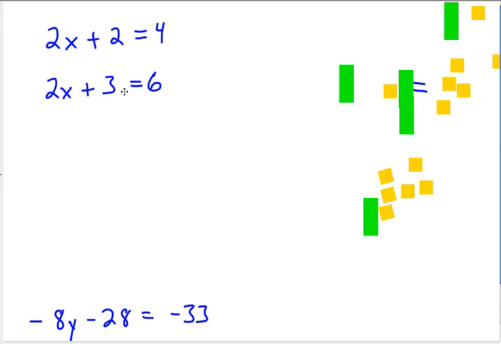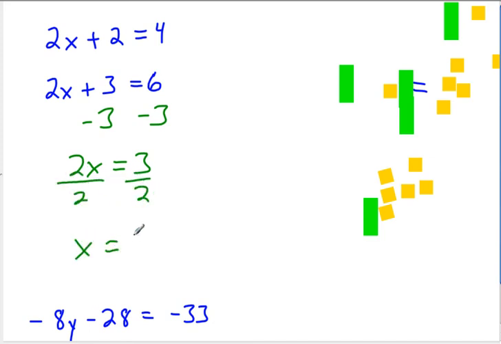To solve this without algebra tiles, it's pretty simple. We subtract 3 from both sides, and that gives us 2x equals 3, and then divide both sides by 2, and then we end up with x equals 3 over 2. And that's it.